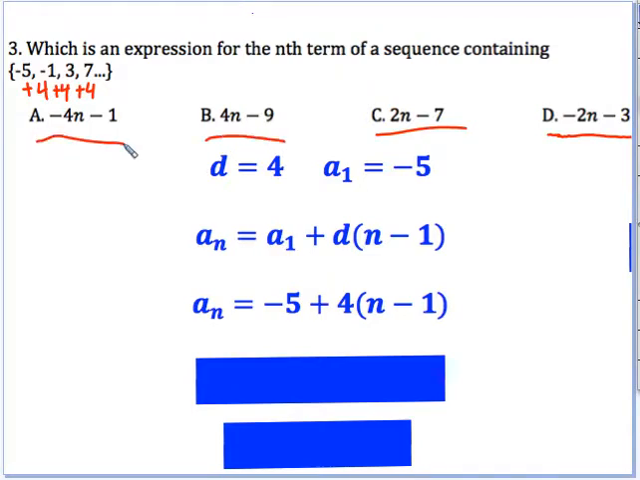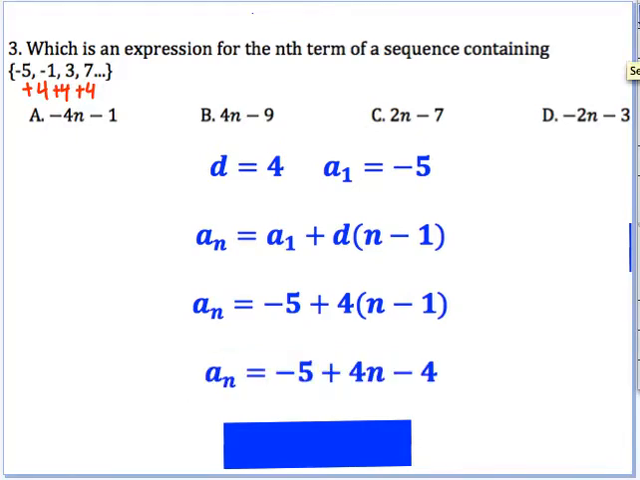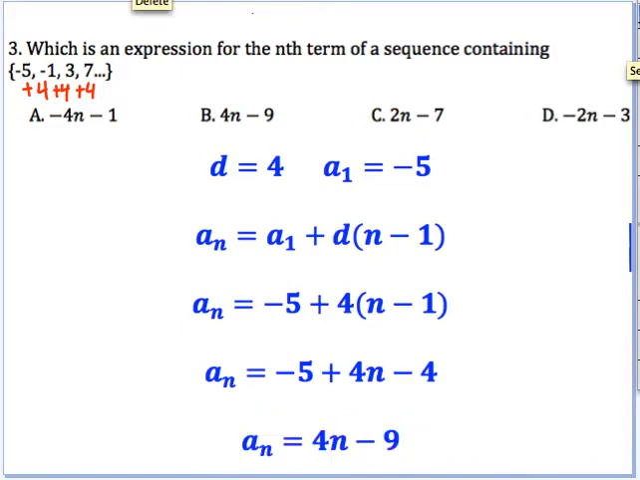So I need to distribute this 4 here throughout these two terms, and then combine like terms. I know we talked about it several weeks ago. So let's go ahead and do that. And when we distribute, we have negative 5 plus 4n minus 4. Go ahead and combine like terms, and your final answer is 4n minus 9.